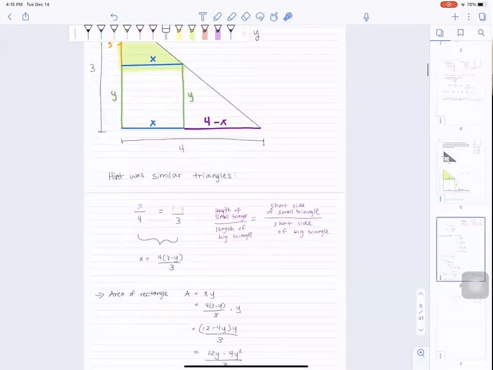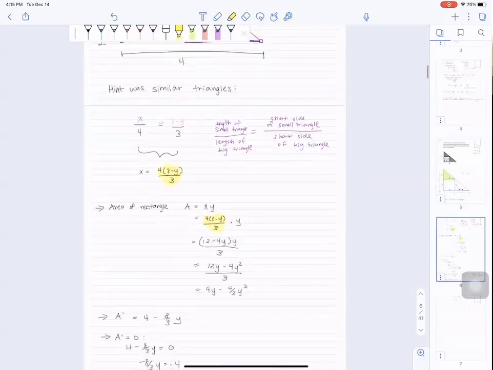So now the equation for the area of our rectangle, xy, we know what x is now. x is this. So we substitute that in and simplify. And now our area is just in terms of one variable, y. So that's what we wanted. Area equals 4y minus 4/3 y squared.